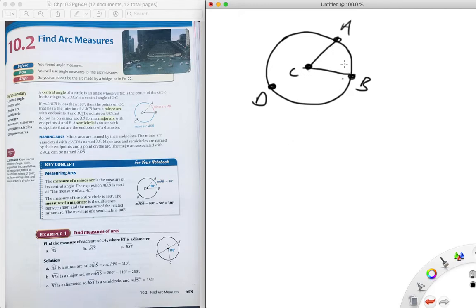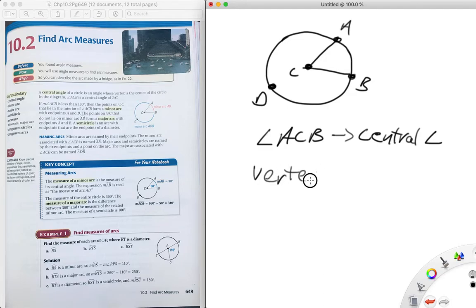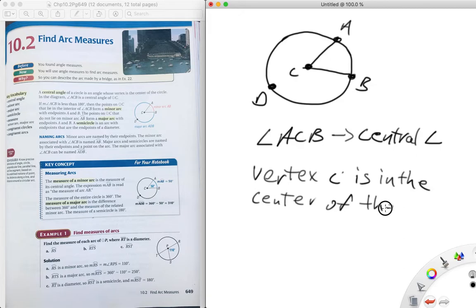This angle ACB is called a central angle. And it's called a central angle because the angle vertex, vertex C, is in the center of the circle. Therefore, it is called the central angle.